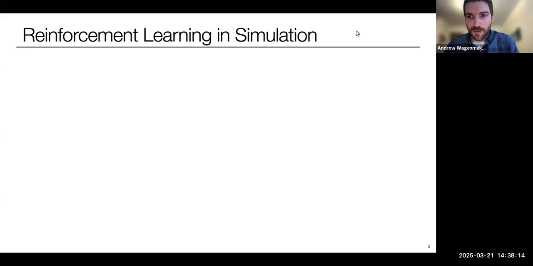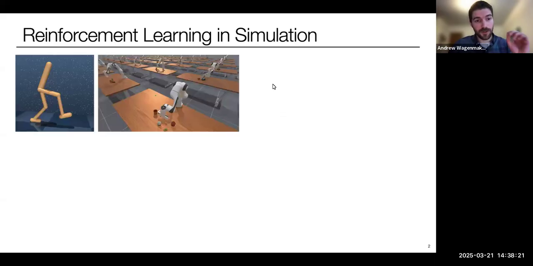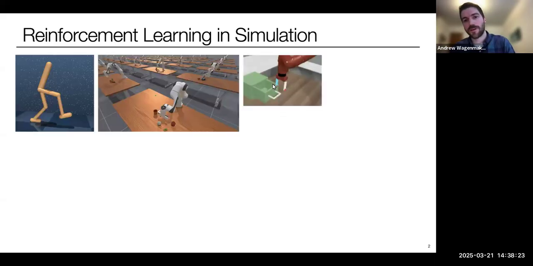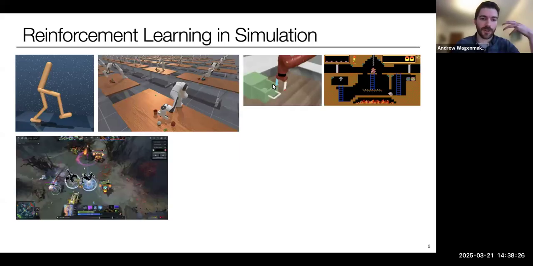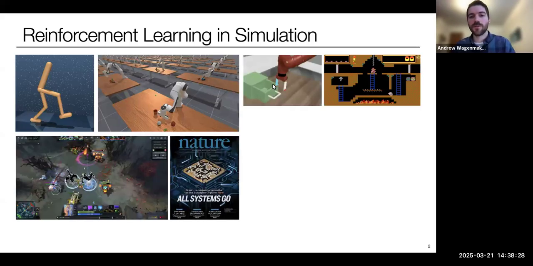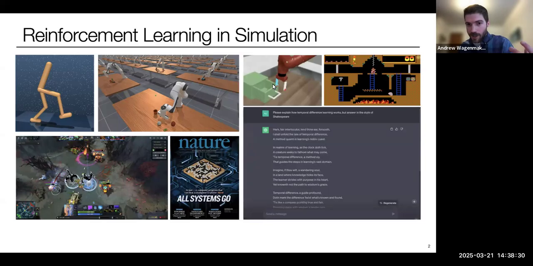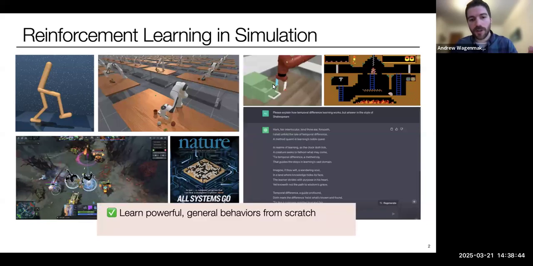We are probably all aware of various examples of RL performing really well in simulation, whether this is various MuJoCo or robotic manipulation tasks, game playing, things like Atari, Go, these sorts of things, or even, I think we can think about things like RLHF and LLMs as effectively doing a sort of optimization in a simulated environment. And these examples really show that training in simulation, we can learn powerful general behaviors from scratch using RL.